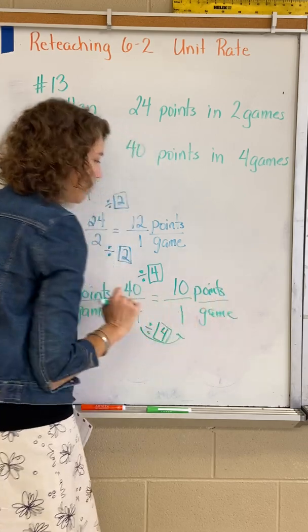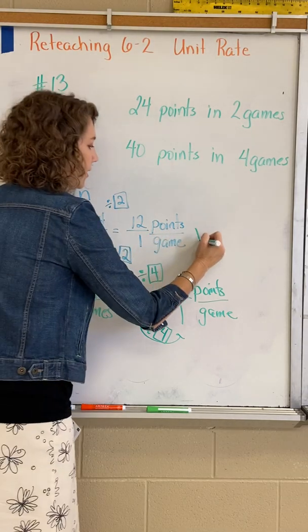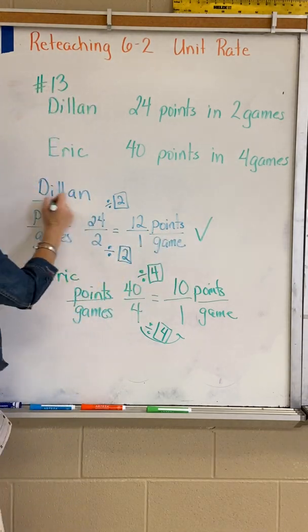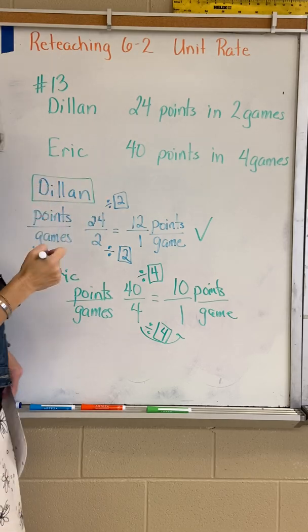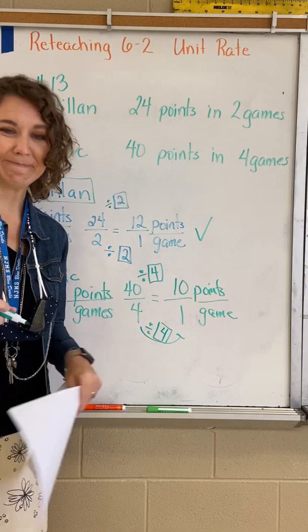So who scored the most points in a game? Looks like Dylan did. Dylan scored the most points in a game. He got 12 points per game, and Eric got 10 points per game.